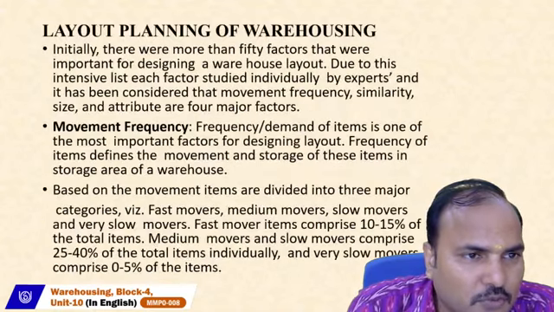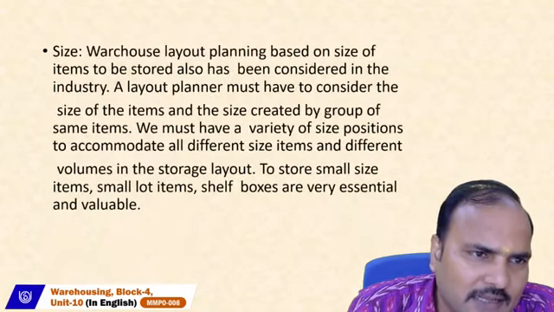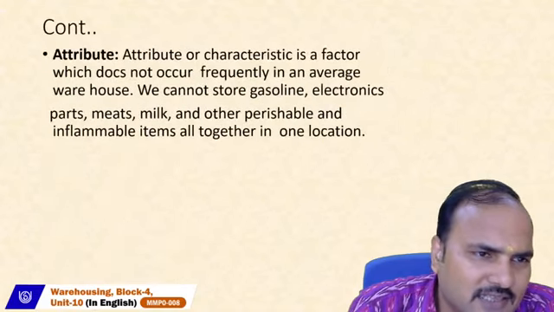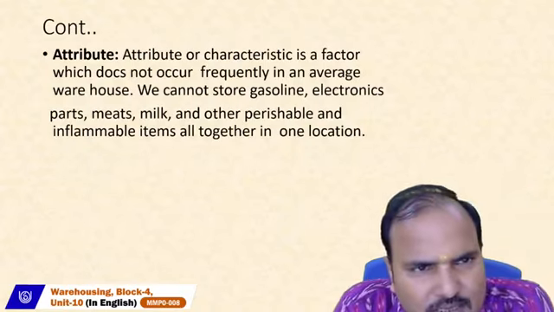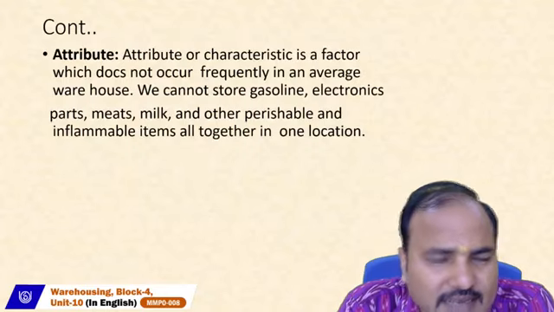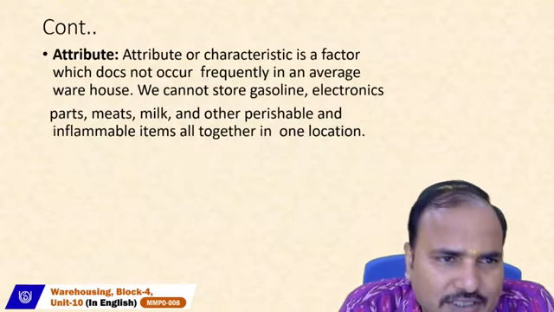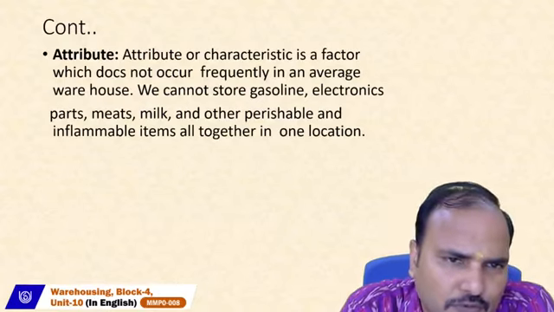So what are the factors? One is movement frequency, second is similarity, third is size. These things will be considered. Another is attribute. Attribute or characteristics is a factor which does not occur frequently in an average warehouse.